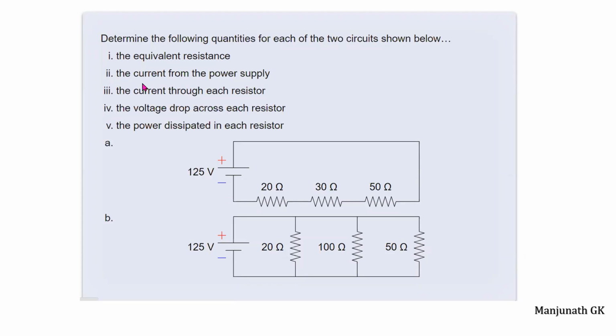For circuit A, calculate the equivalent resistance, the current from the power supply, the current through each resistance, the voltage drop across each resistor, then the power dissipated in each resistor. Okay, so I will solve problem A. Then after that discussion, hopefully you will solve figure B. Okay, so to solve this, we need one concept, that is Ohm's law.